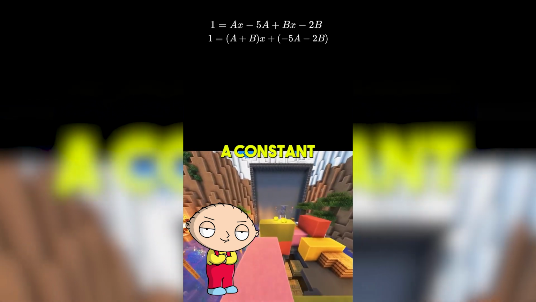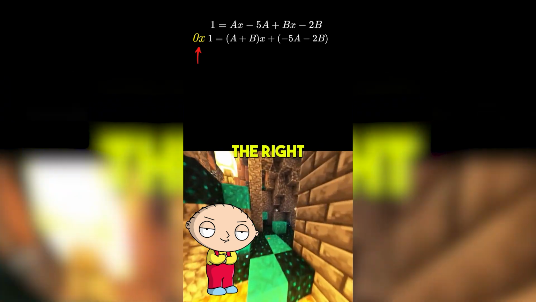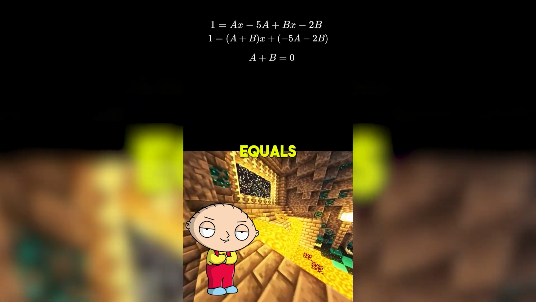Now here's the fun part, Brian. Since the left-hand side is just a constant, we can equate the coefficients of like terms on both sides. Let's do that. First, we look at the coefficients of x. On the left, we have nothing, so the coefficient is 0. On the right, we have a plus b, so we get a plus b equals 0.